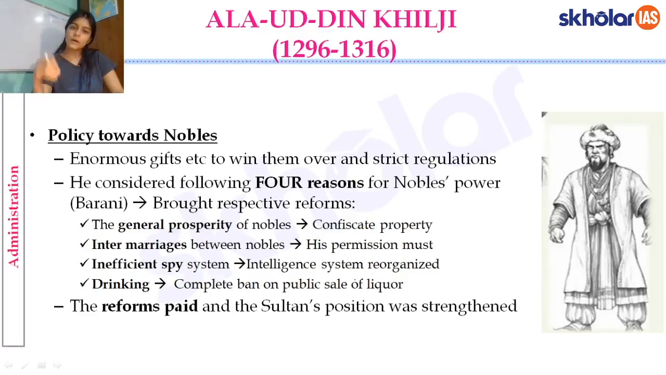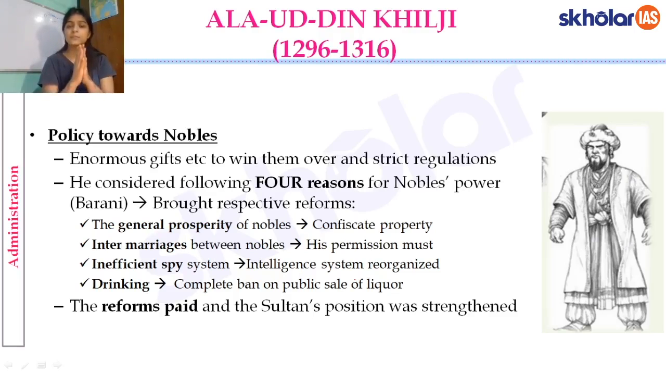He had a similar kind of policy towards nobles also. Now, understand here that nobles were essentially sharing power with the king, right? So Alauddin did not like that, because he was a strong ruler, so he wanted all the power in his own hands. So his policy towards nobles will also come from that.